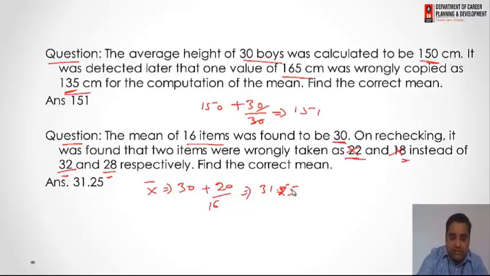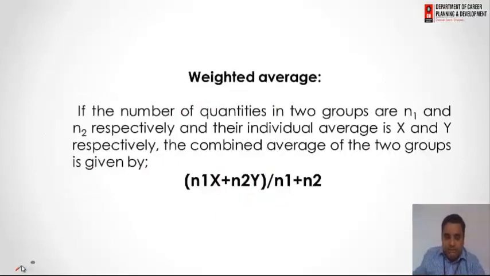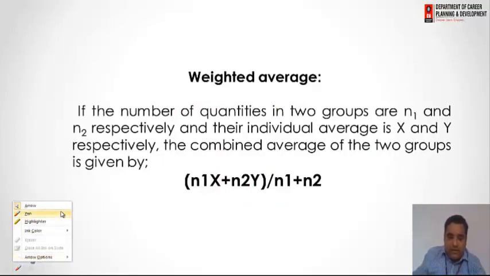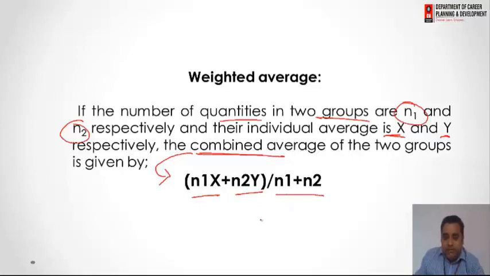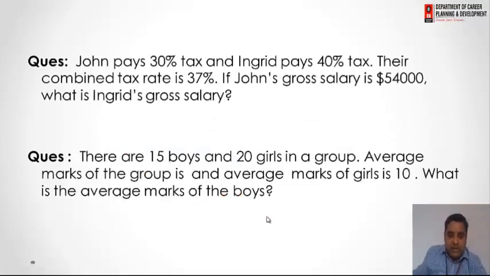So now in this way we have these two questions. Now the next concept we have is the weighted average. Weighted average means, if the number of quantities in two groups are n1 and n2 respectively, and their individual averages are x and y respectively, then their combined average is defined by this formula, that is n1x plus n2y divided by n1 plus n2. So this is the concept behind the weighted average. For this we have some short tricks as well.